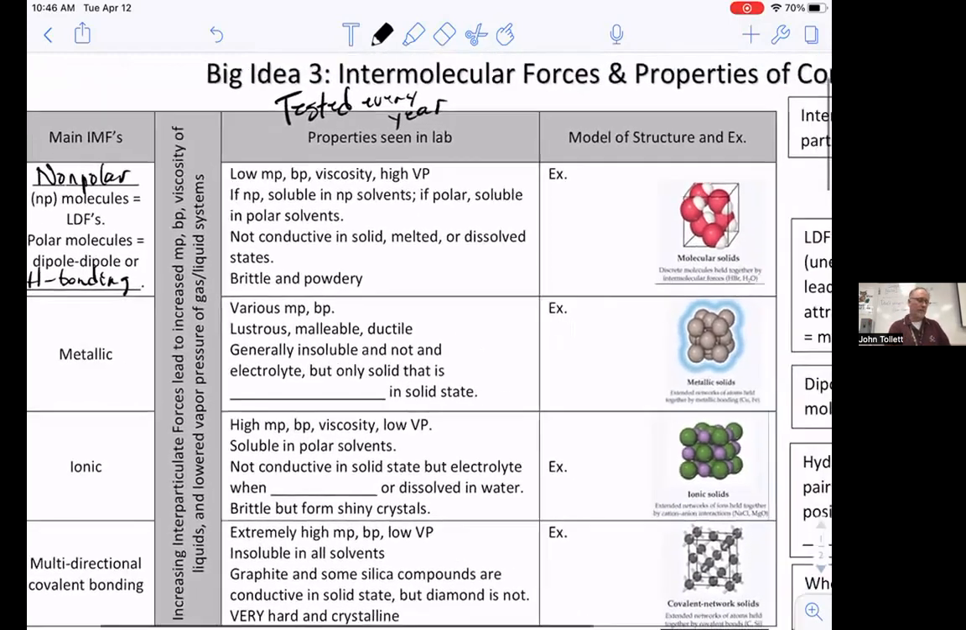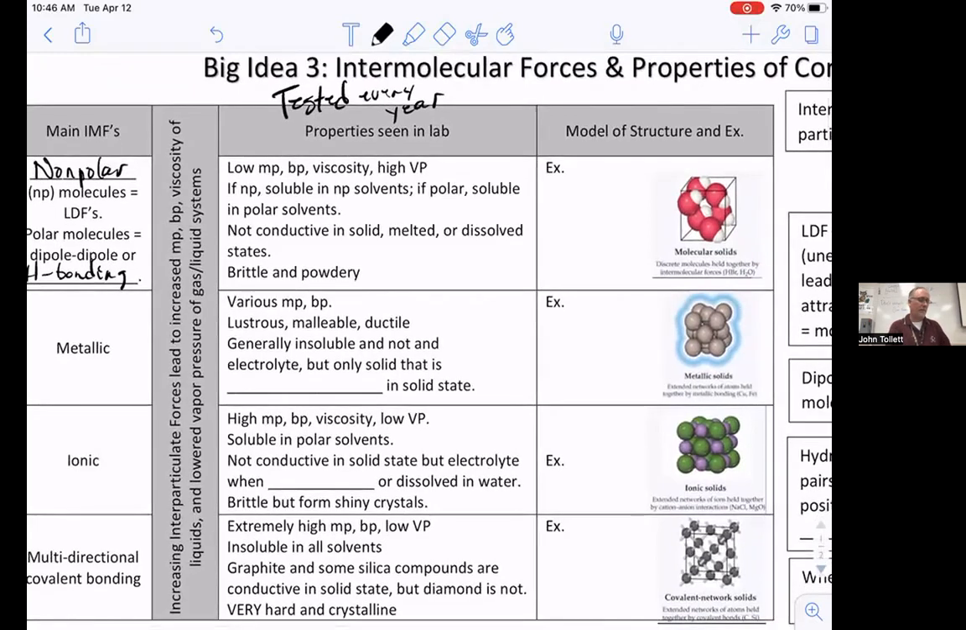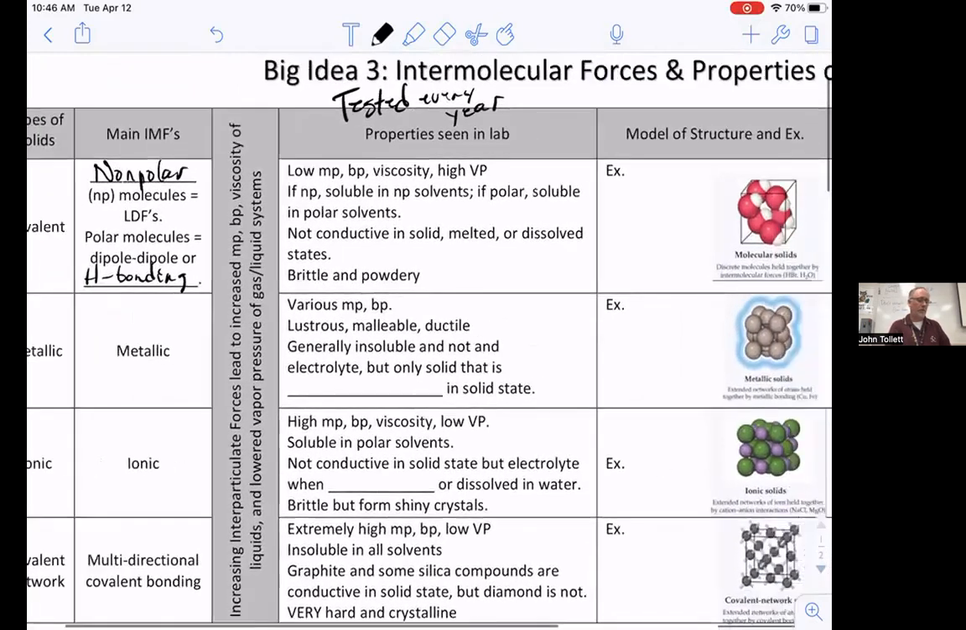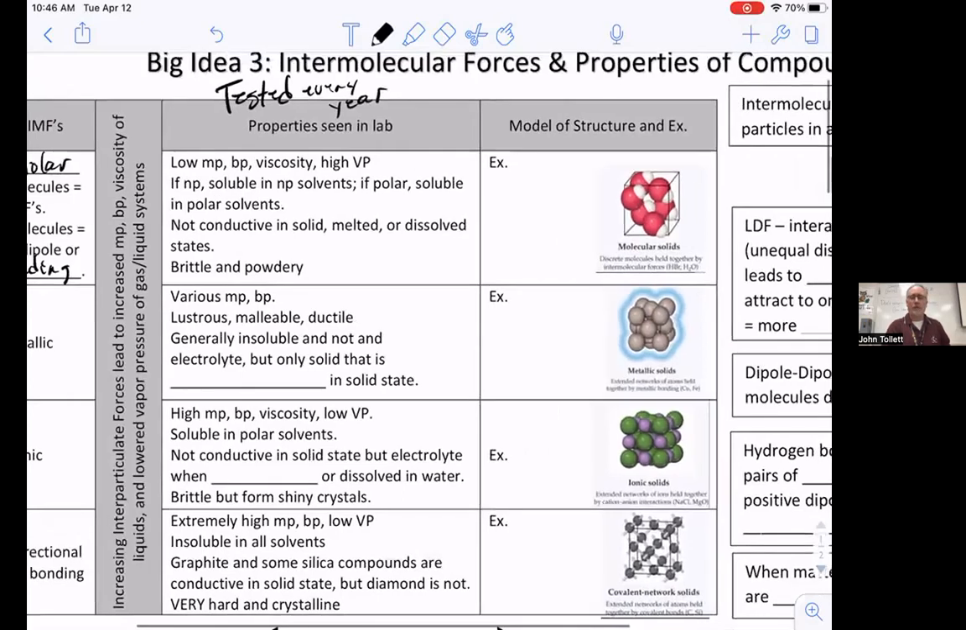So if we go over here, we've got properties you would see in the lab. And this right here is for covalent molecules, so molecular compounds that are in a solid state. So they have really low melting points. So these are going to have to be really cold to be solids. They're also going to have a low boiling point. Many of these are going to be liquids or gases at room temperature. They have low viscosity, and they do have a high vapor pressure, generally speaking. Not all of them, but many of them have high vapor pressure. So they change from a liquid to a gas very easily.